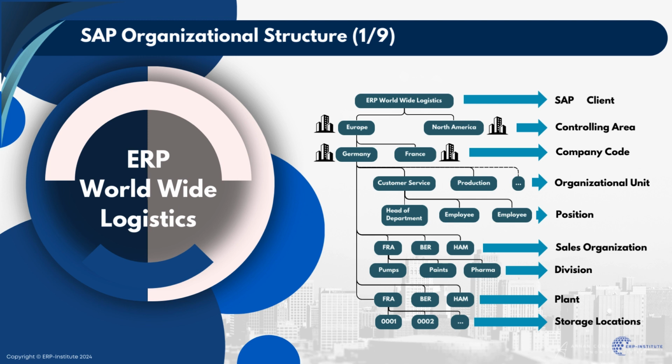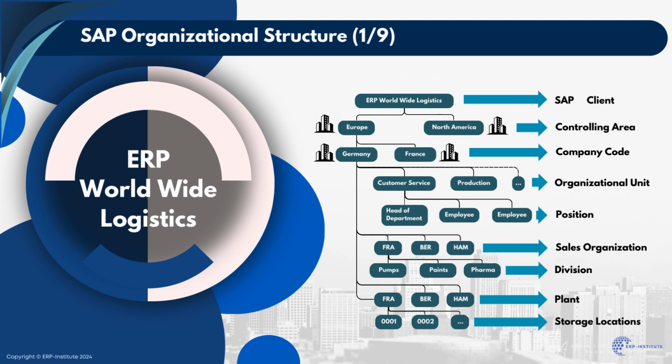which could have multiple company codes, indicative of legal entities such as those in Germany and France. These company codes contain various organizational units, such as customer service and production departments, each with positions like head of department and employee, signifying the roles within these departments. The sales organization is then broken down by divisions such as pumps, paints, and pharma, indicating product lines or service areas. Additionally, the company code may have multiple plants and associated storage locations denoted by codes.